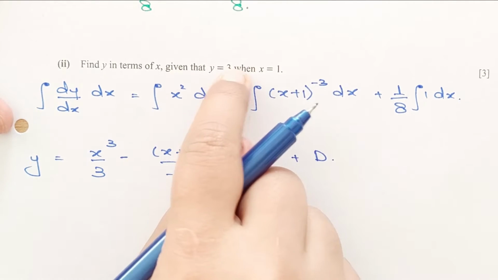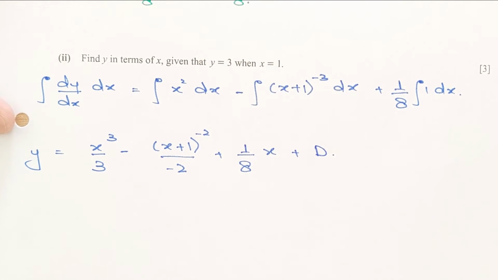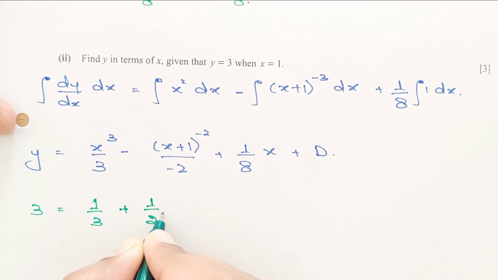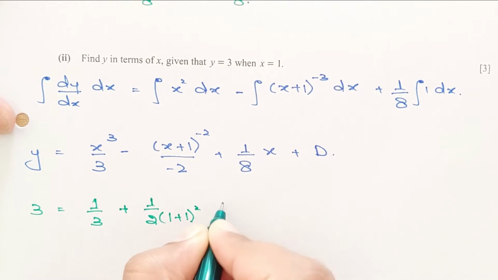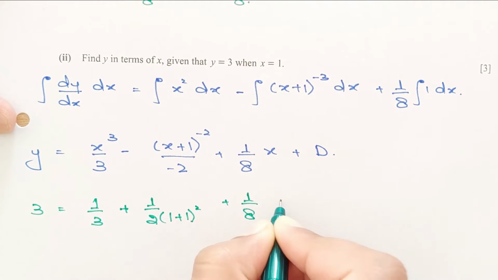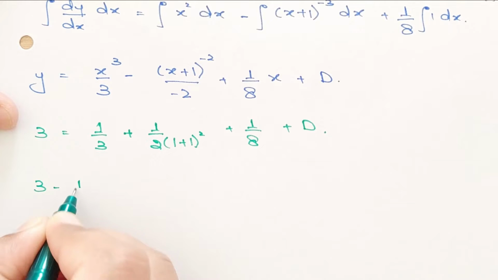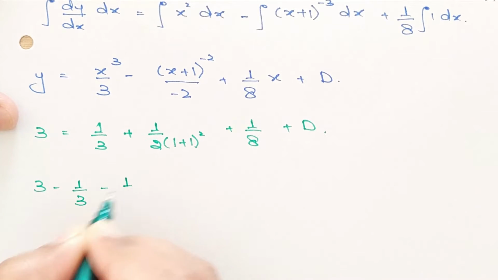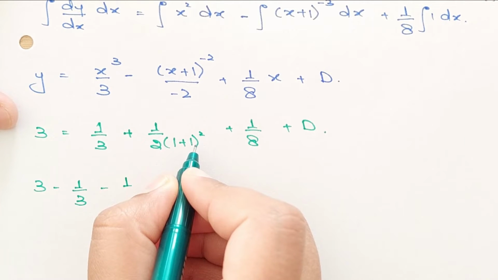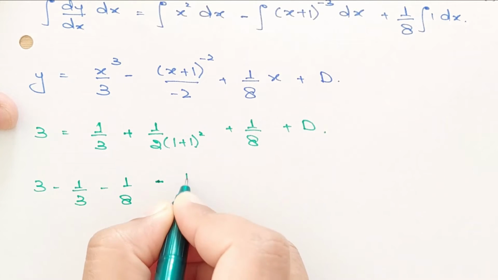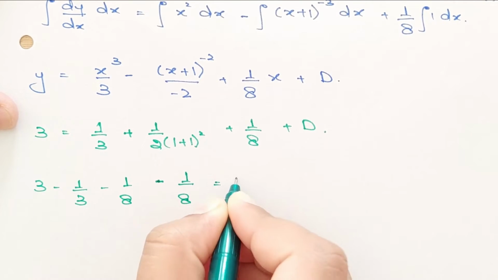Now substituting the condition that the y value is 3 when x is 1. So we have 3 equals 1/3 minus, minus plus, we have 1/2 times 1 over (1+1)² plus 1/8 plus d. Right. So 3 minus 1/3 minus 1 divided by (1+1) is 2, and 2 squared is 4, and 4 times 2 is 8, and minus 1/8, this equals d.